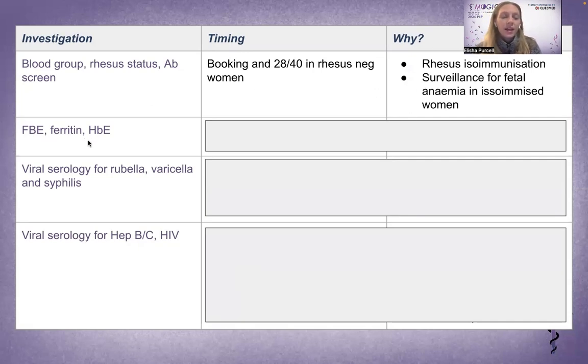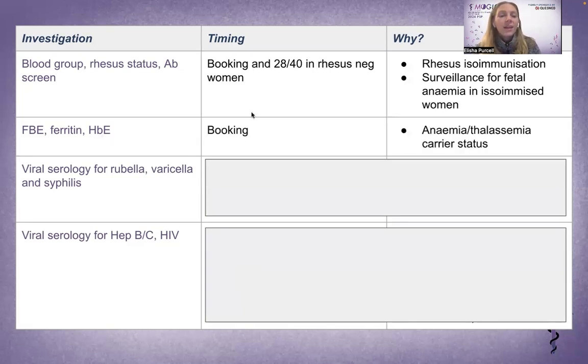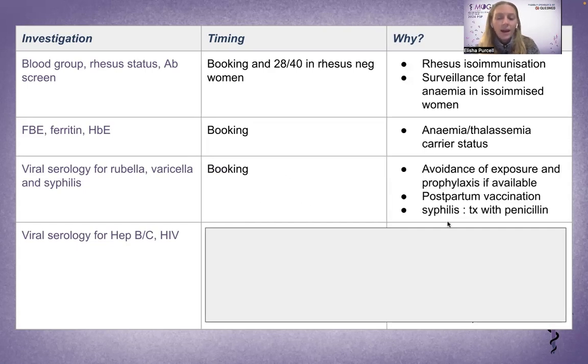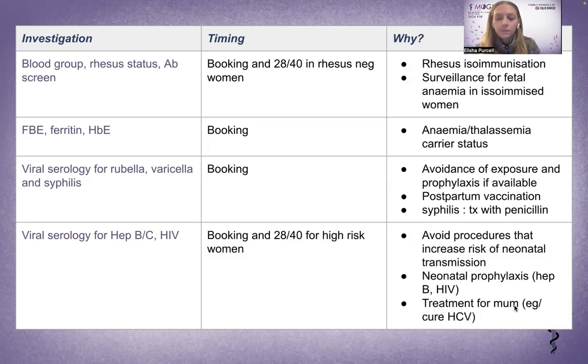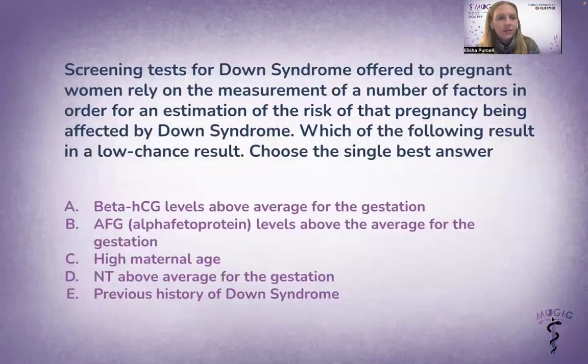For your FBE, ferritin, HB electrophoresis, for the timing and why. Timing, it's just booking, and then anemia and thalassemia is what you're screening for. Next set, viral serology for rubella, varicella, and syphilis. When do you do it? And then why do you do it? When, it's just booking. Why, you've got the list of reasons there. And then thirdly, your last set of viral serology, Hep B, C, HIV, timing, and why. So hopefully you can just come back to that for revision if you're struggling with this stuff.